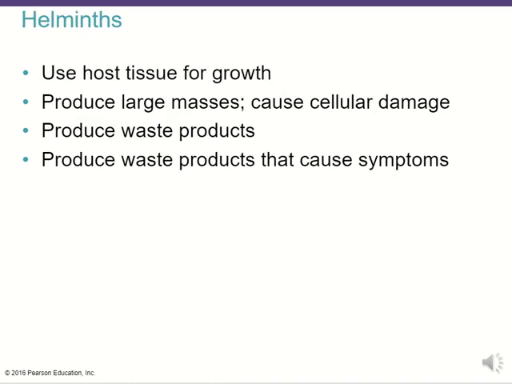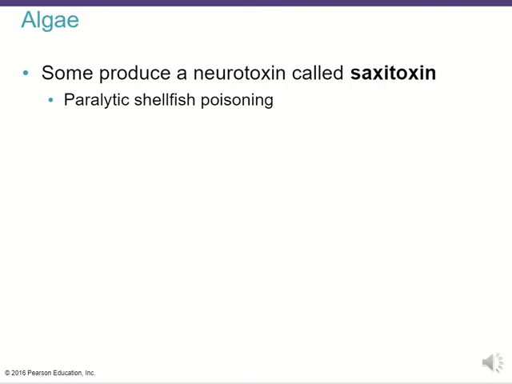For helminths, they may use host tissue for growth, and when they produce large masses, this can cause significant cellular damage. They also produce waste products, and these waste products can cause a variety of symptoms that further damage the host. Algae can at times produce kinds of neurotoxins called saxitoxins, such as what might be experienced from eating ill-prepared shellfish and having some paralytic effect.